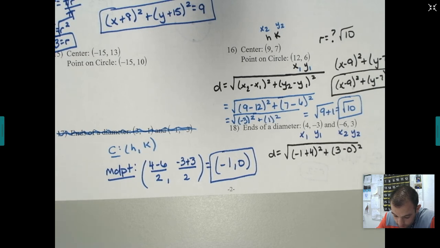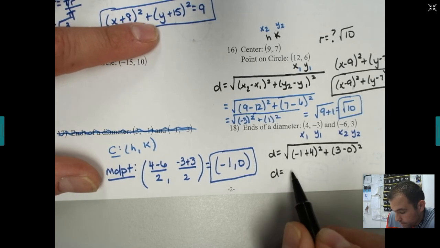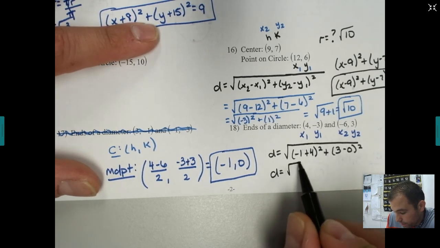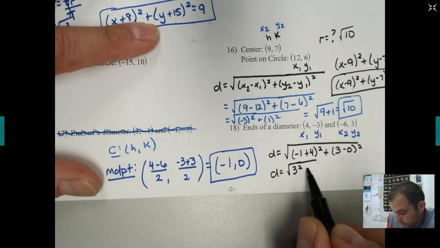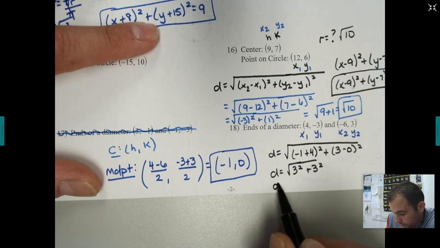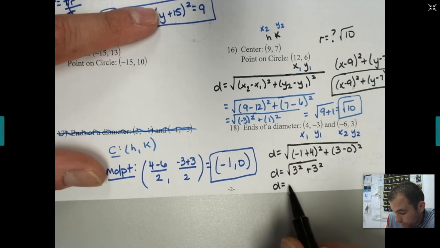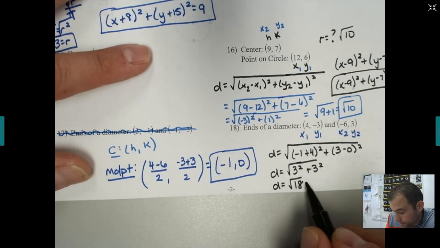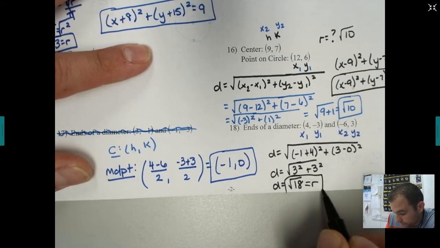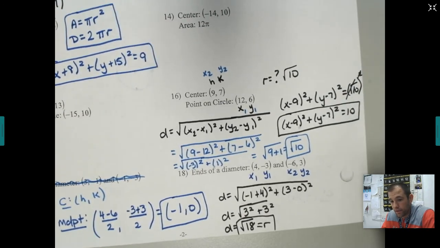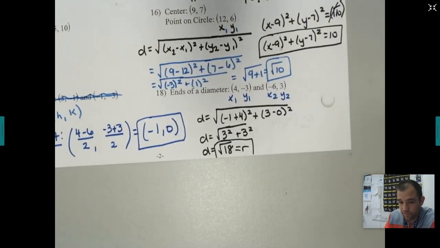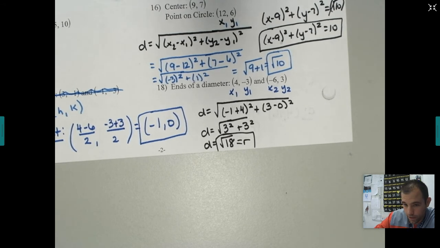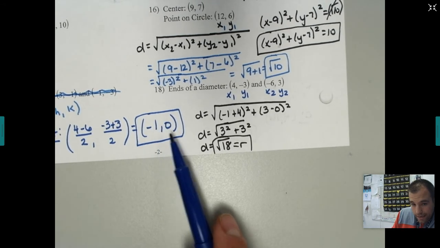Everybody good? So now we're going to solve this. -1 plus 4 is 3. So 3 squared plus another 3 squared would give me 9 and 9, so square root of 18. So that is my radius. That's r, the square root of 18. Okay? Now I'm just going to keep it as square root of 18 for right now. We could simplify it, but we're not really going to worry about that. Okay? So now I know my center and I know the radius.